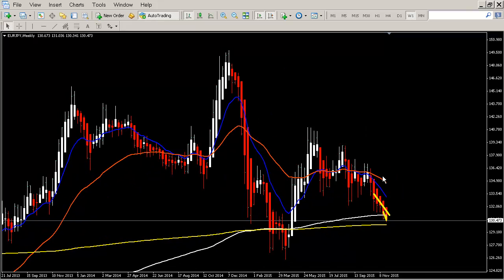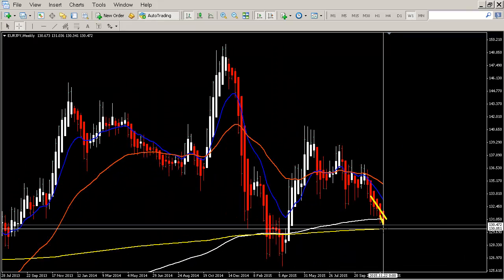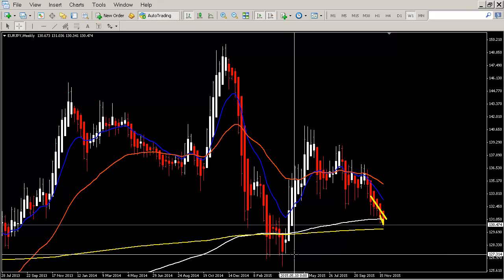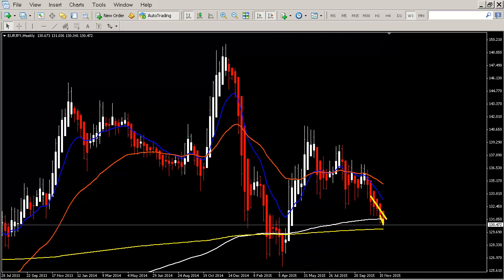We have already the 633 here, so it might start bouncing. If not, the lows here would be your target, right?